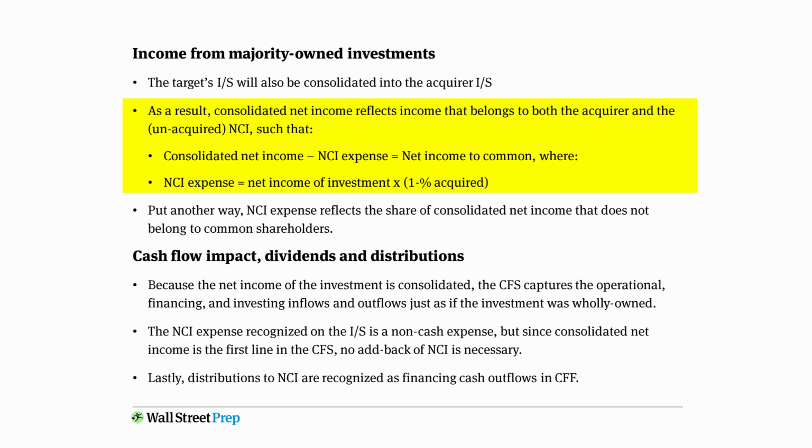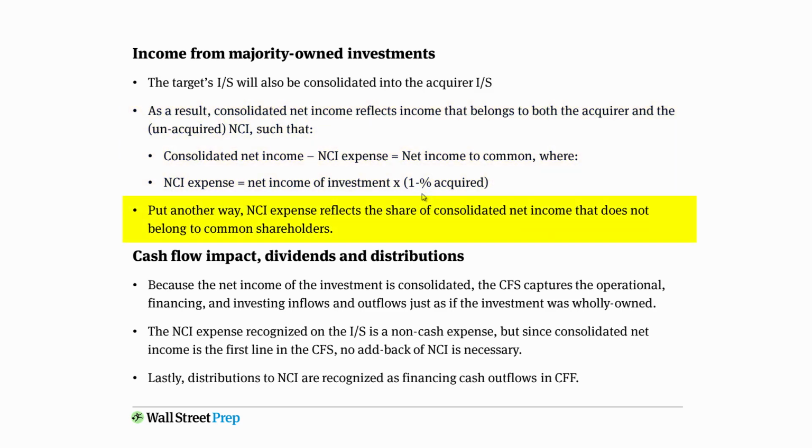So the way to think about that is with the equation: consolidated net income minus non-controlling interest expense. From the perspective of the common shareholder, it's an expense just like interest expense to get to the net income that belongs to the common shareholder. Now, the non-controlling interest expense is defined as the net income of the investment times the percentage of the investment that wasn't acquired. Put another way, non-controlling interest expense reflects the share of consolidated net income that does not belong to common shareholders.